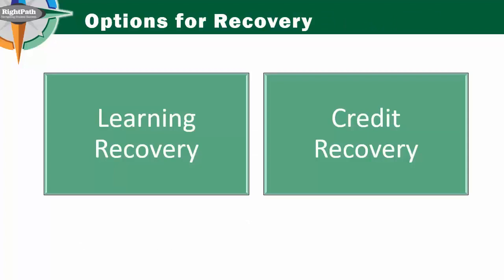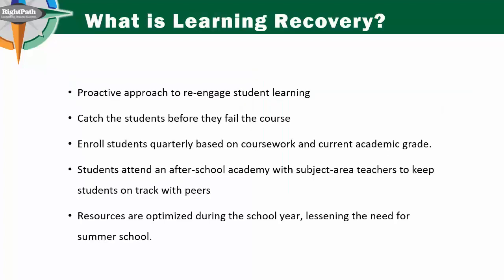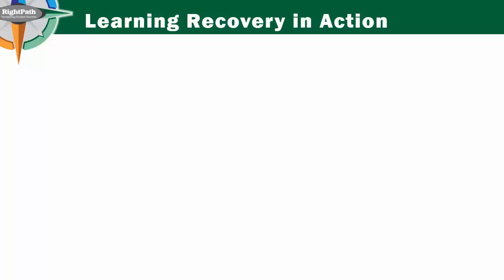There are two options for recovery that we will go over today: learning recovery and credit recovery. Learning recovery is a proactive approach to re-engage students before they fail a course. It gives them a second chance to complete their coursework and keeps them on track with their peers. School resources are optimized during the school year, lessening the need for summer school. For example, students can attend an after-school academy or fill study hall periods with learning recovery programs, keeping the blended learning models in mind.